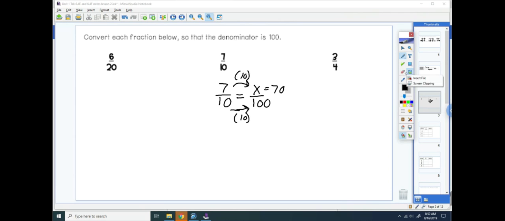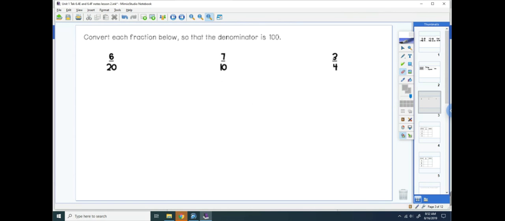All right, let's try the next one, last one on this slide. So we have 3/4. You're going to set up a proportion: 3/4 is equal to x over 100. So you're going to cross multiply. And so x times 4, as we know, is just going to be 4x. And 3 times 100, which is 300.